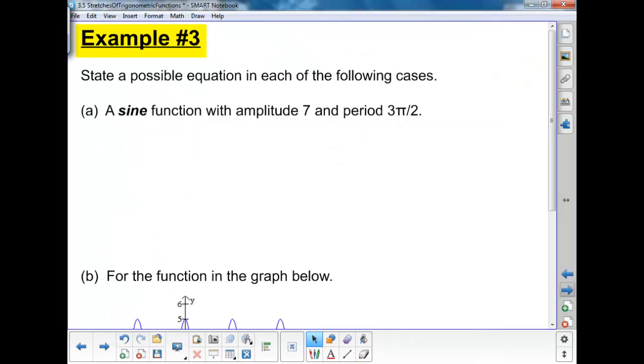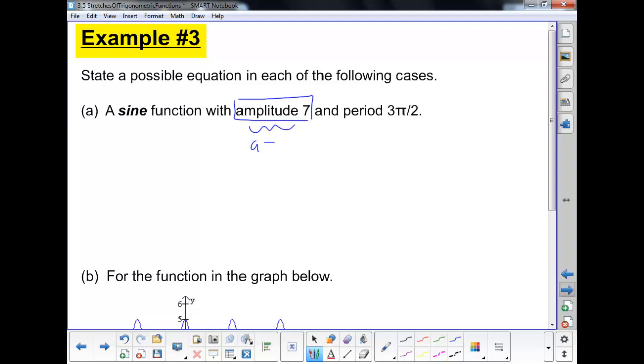Okay. So example 3, what it wants us to do is come up with a possible equation. Okay. So the first one is a little easier in that it tells us some specific things. So we know it's a sine function. Amplitude being 7, literally that should just tell us a is equal to 7. Okay, and then one thing we need to realize, the period, okay, I know that I would normally calculate the period as 2 pi over k. So what we're going to do here is we're going to set our period, so 3 pi over 2, that is supposed to be equal to 2 pi over k.